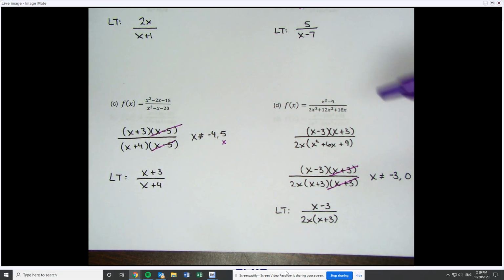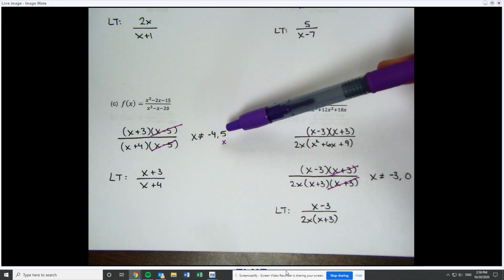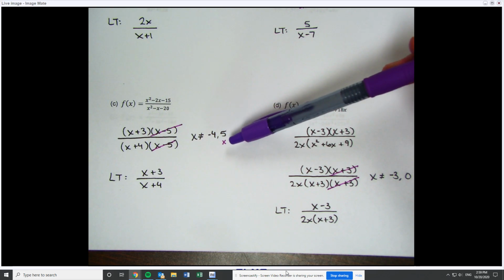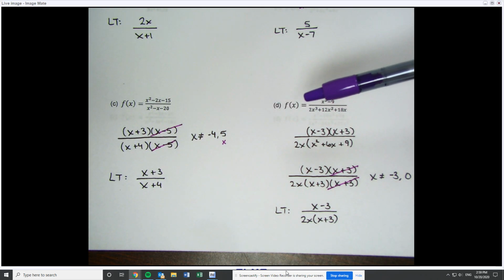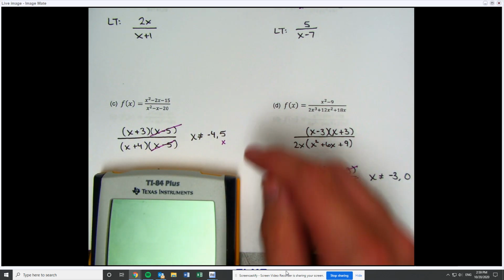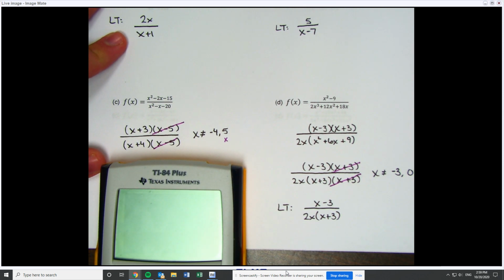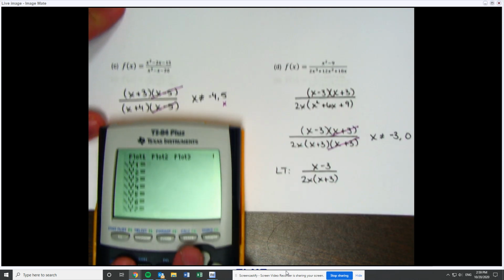So right here, looking at this one, I see that the two x values that I cannot equal are -4 and 5. I know something bad happens right there. I divide by 0, there's an error, I can't have that. But graphically, what is going on? Well, two different things happen, and it depends on whether it gets removed or whether it stays. So let's take a look at the graph and see what it looks like.